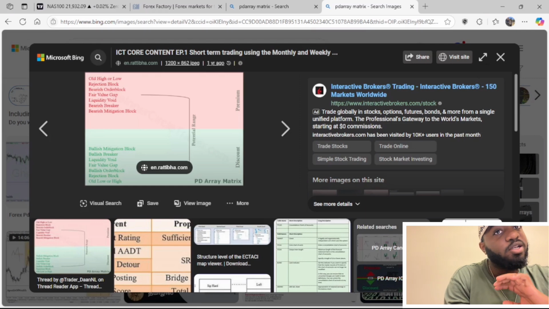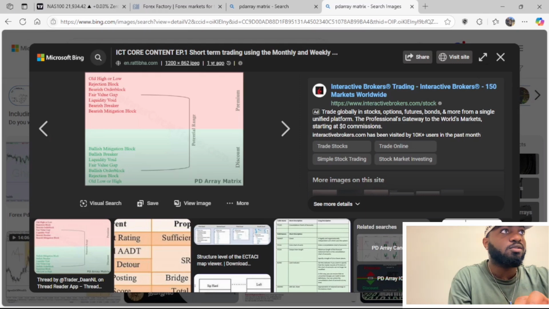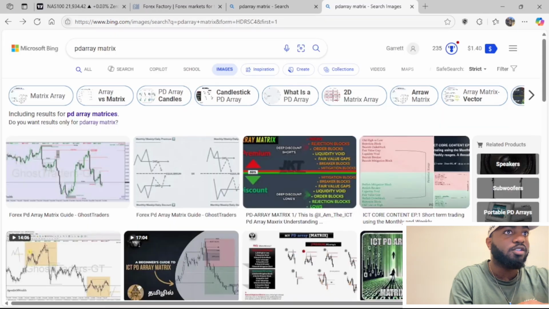Now, knowing each PD array and drawing each PD array on your chart is a little excessive, which is why some people learn all of them, or some people just stick with two. The two that I recommend that you stick with, if you do stick with them, are the fair value gaps and the order blocks. The fair value gaps and order blocks are very, very good, and you pretty much don't really miss any trade once you really understand how to use fair value gaps and order blocks, okay? Those kind of take care of the bulk of trading right there.